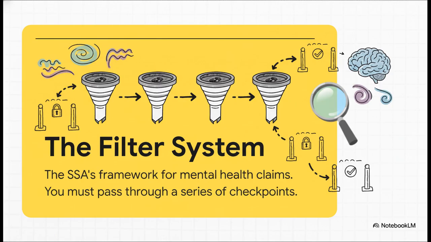Okay, here's the best way to wrap your head around this whole thing. I want you to picture a giant filter system. This is basically what the SSA uses. They have this series of checkpoints or filters, and your application has to pass through them one by one to get approved. So let's walk through that system right now.